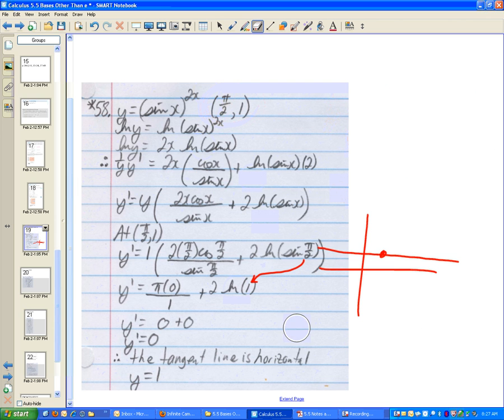And the only reason I wrote the tangent line is horizontal is if this was a free response question on the AP test, they probably want to see all my, well, I know they want to see all my work. So as opposed to writing out the point slope form, I'm explaining to them how I know it's the line y equals 1. Okay? Does that take care of 58? Okay.